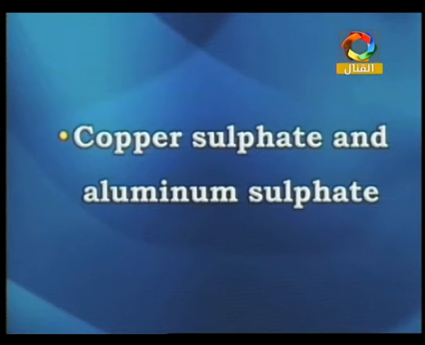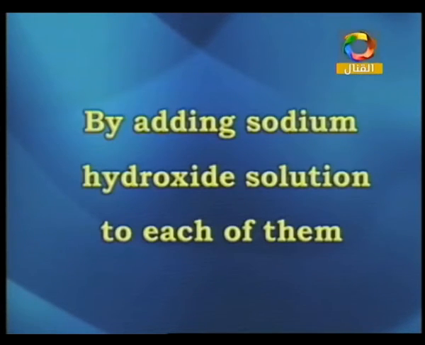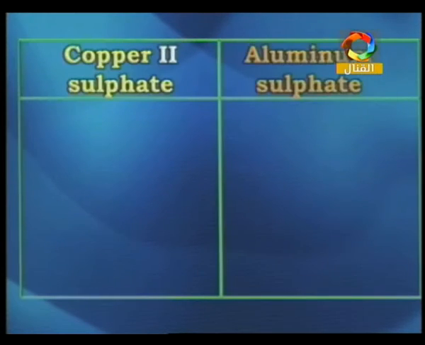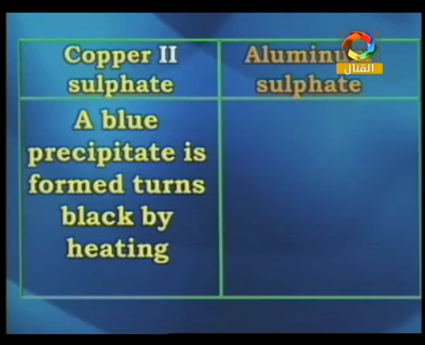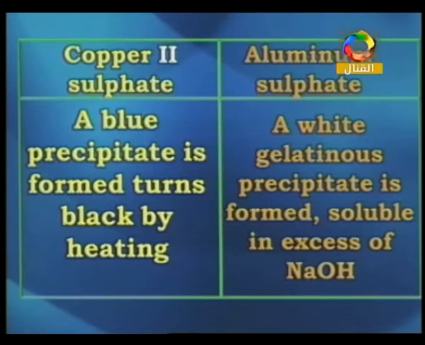Copper sulfate and aluminum sulfate. By adding sodium hydroxide solution to each of them, here copper will give the blue precipitate, turns black by heating, while aluminum gives white gelatinous precipitate soluble in excess sodium hydroxide.